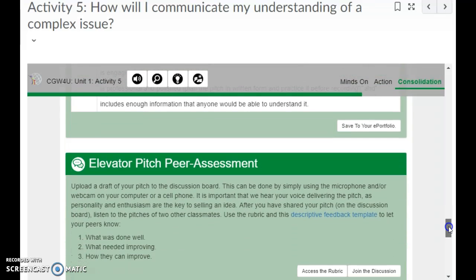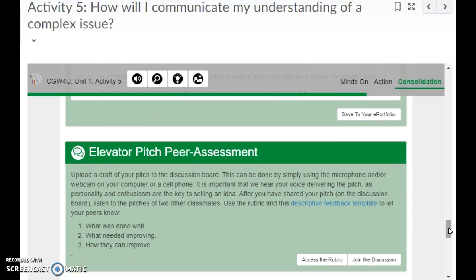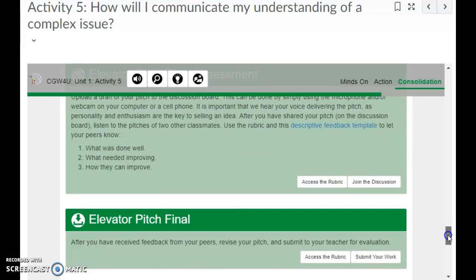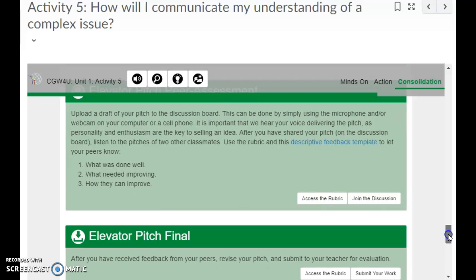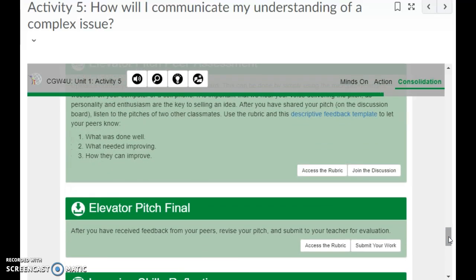Then we're going to start by uploading it to the discussion board so that your classmates can give you some constructive feedback on how to improve your elevator pitch. At that time you'll be able to implement some of those changes and submit your final evaluation to the teacher, myself, and produce the best product that you can actually create.